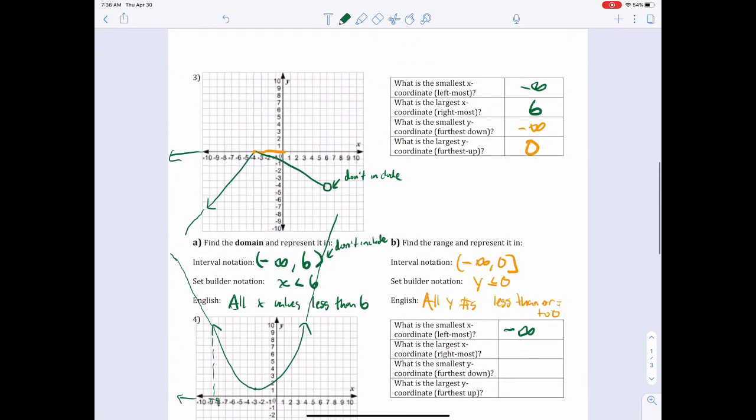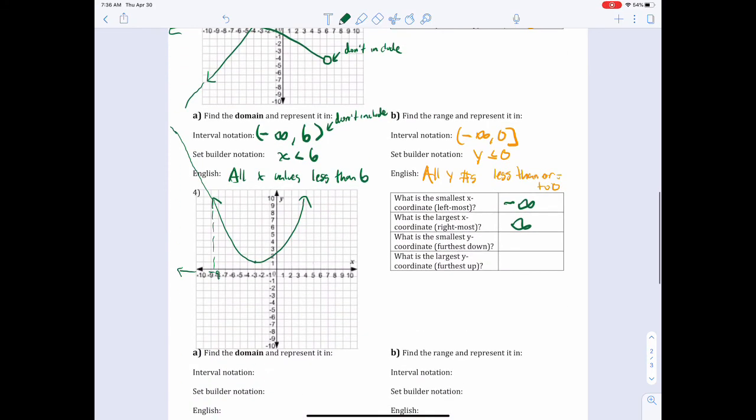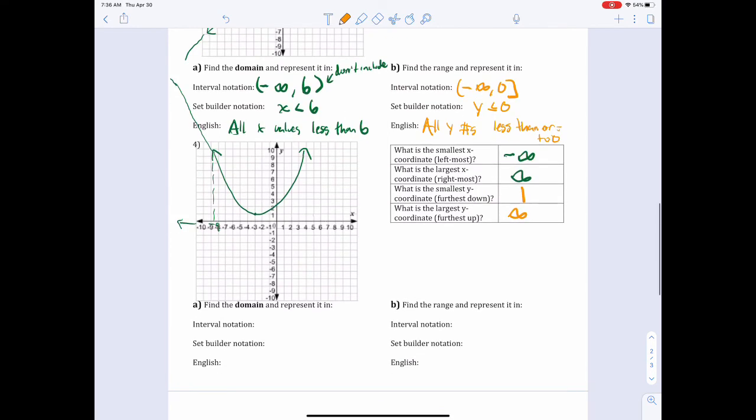I mean, if we took it way up here, look. Now we're at like 15. Yeah, it's going to go on forever and ever. It might go slow, but it's going to go on forever and ever. The furthest y point down is going to be 1, and then the furthest up is obviously going to be infinity based on what we just said.